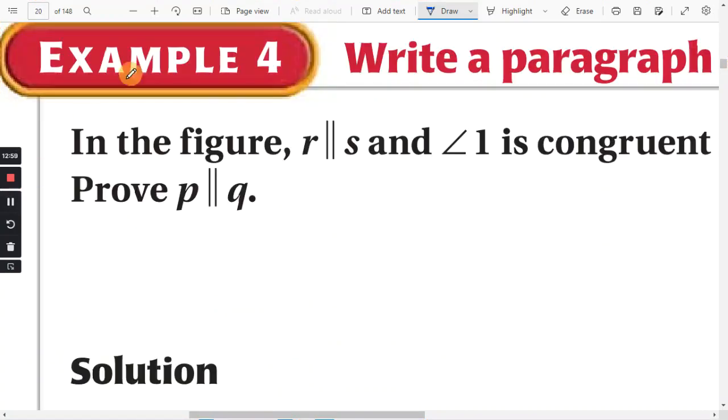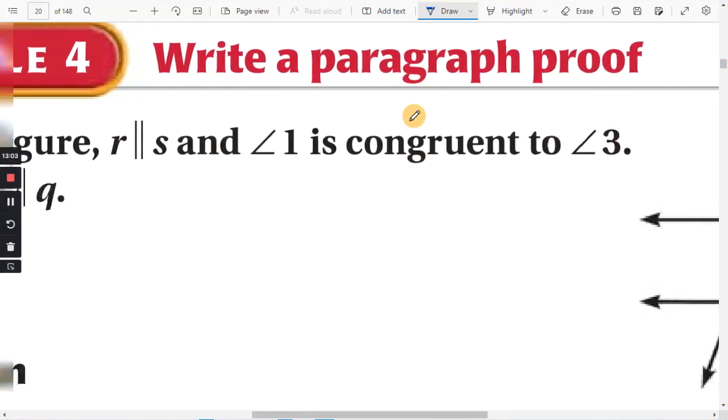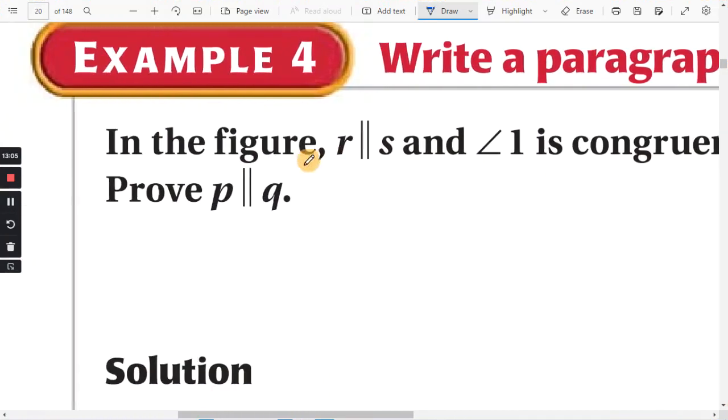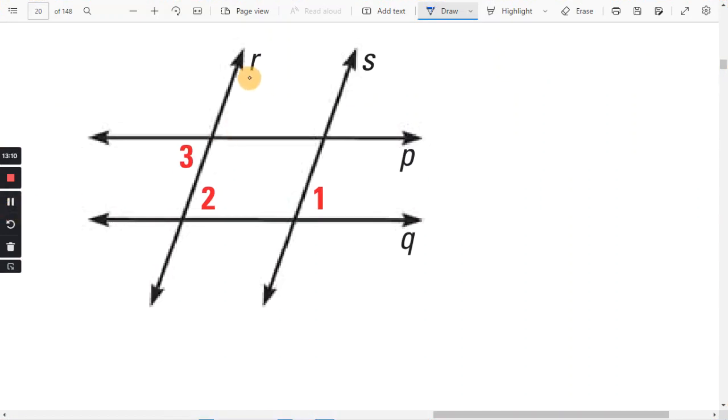All right, example 4, in the figure, R is parallel to S, and angle 1 is congruent to 3. Prove P is parallel to Q. Let's see. It said R is parallel to S. I'm going to mark them parallel. I'll draw these little arrowheads on R and S, indicating that R is parallel to S. And it also said that 1 is congruent to 3.